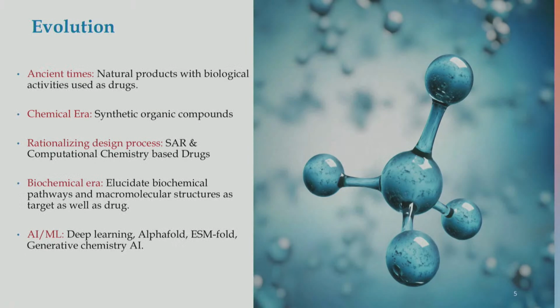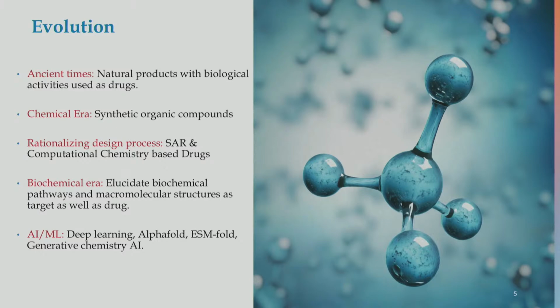So if you look at the process of evolution, in the ancient times, the only sources were natural products like plants and herbs, which have biological activities. Later, the synthesis of organic compounds started in the chemical era. Here, the original medicinal chemistry expertise came. They started synthesizing these molecules. Then, the rational drug design process started. Here, they correlated the chemical structure with the biological activity. So they carried out structure activity relationships and used computational chemistry based drug design.